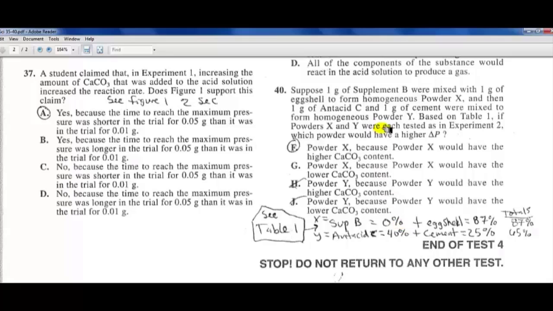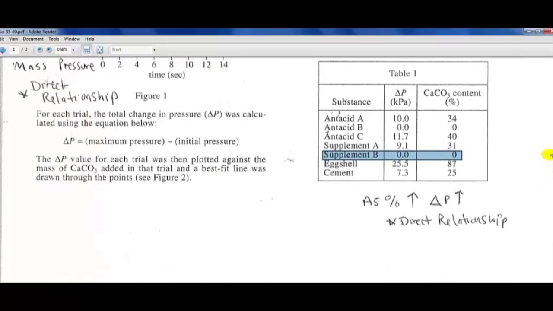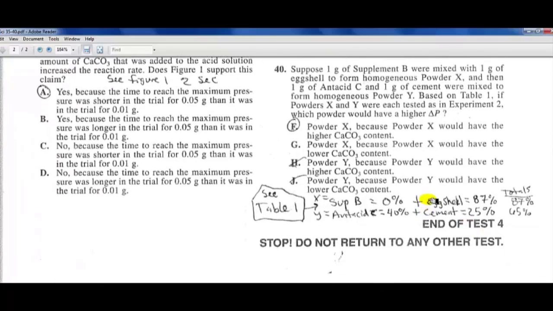Now, we're going to go over here and supplement B is mixed with eggshells. Okay, so let's go up and find eggshells. Same thing. We look in Table 1. We find eggshells, and eggshells is here. And that is 87% CaCO3. So let's go ahead and write that down. You come down over here, we write 87%. Now, powder X contains 0% CaCO3 and 87% CaCO3. That gives us a total for X as being 87%.